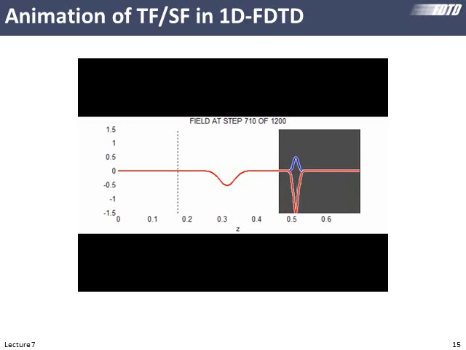It hits our device. Some of that reflects back. Some of it keeps transmitting. And you'll notice that the backward reflected pulse will pass through our total field scattered field, or the place where we inject our source, just like nothing was there. And then when it hits the boundary, it disappears because of our perfect boundary. And that's it. So that is what the total field scattered field type of source looks like.